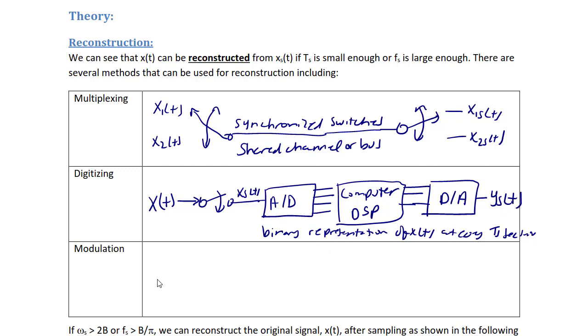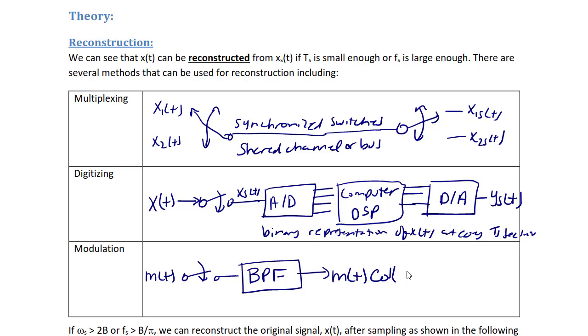And the last method is modulation. So now you have an input m of t that goes through a switch. And you get this frequency representation that has to go through a bandpass filter. And at the output, you would have m of t cosine 2 pi n over Ts t, which you can then use to reconstruct the original signal.